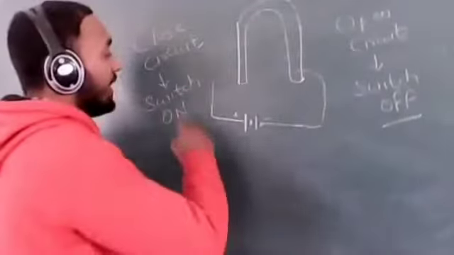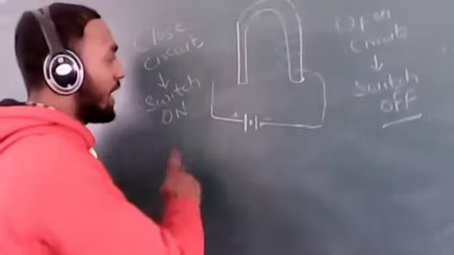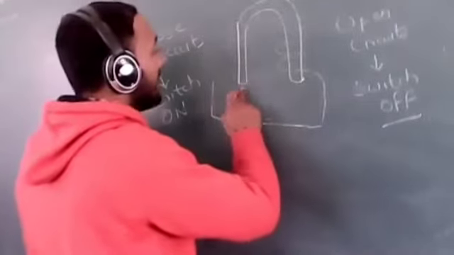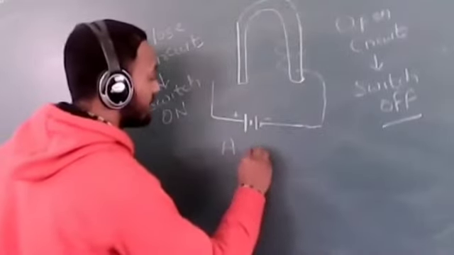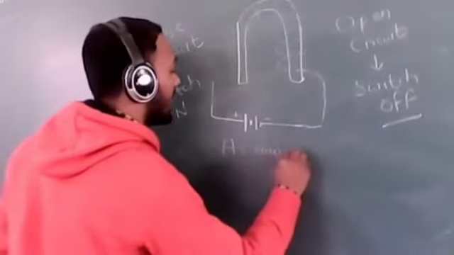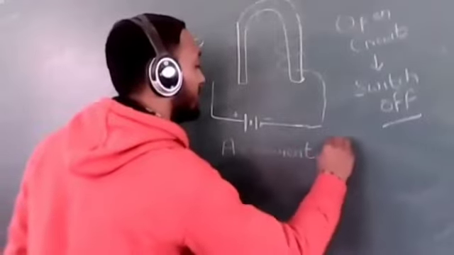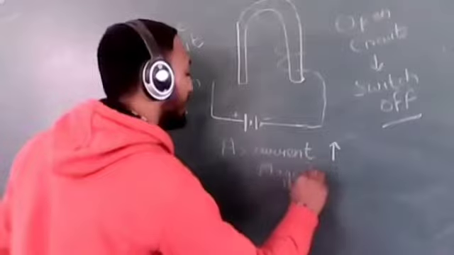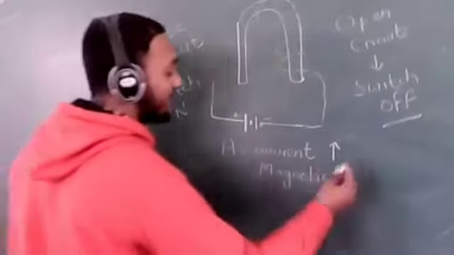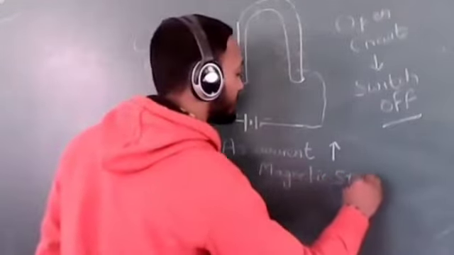So as we increase the amount of current, what happened? We have observed that its magnetic strength increases. So as current increases, magnetic power or magnetic strength increases.